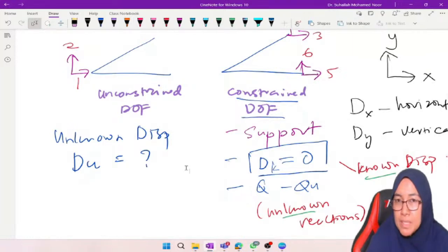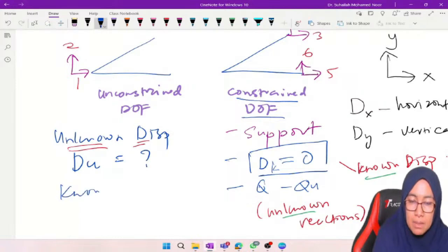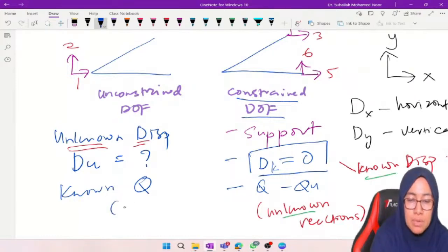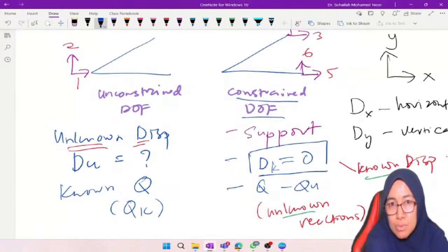And the opposite: unknown displacement, known forces. Unknown D means the other one will be known, known Q. Known Q is QK. It is opposite between these two.